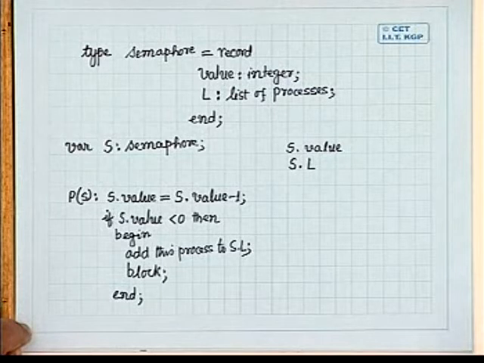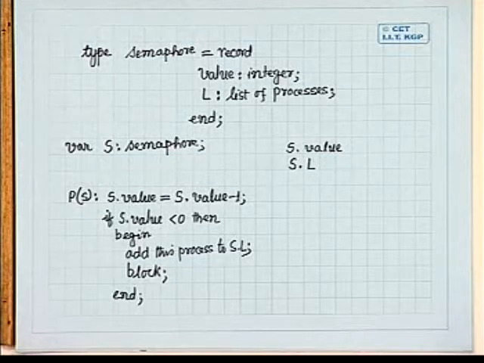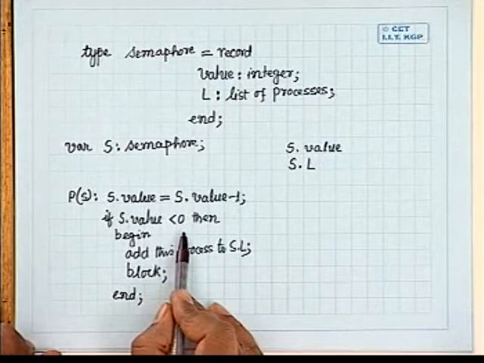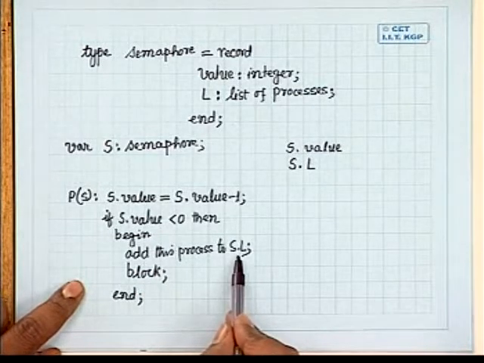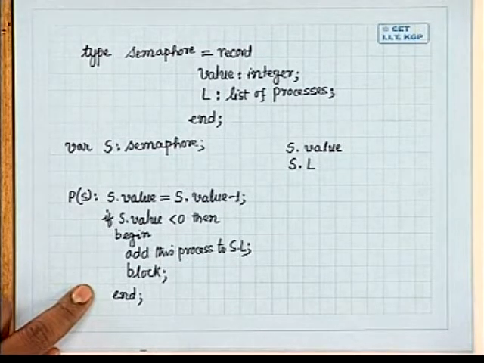So you know that as long as the process is in the wait state, it will not consume any CPU time. Only the processes which are in the ready state will consume CPU time. Since the process which finds that s.value is less than 0 is put into s.l, the list of semaphore variable s, and is blocked, or put into the wait state.